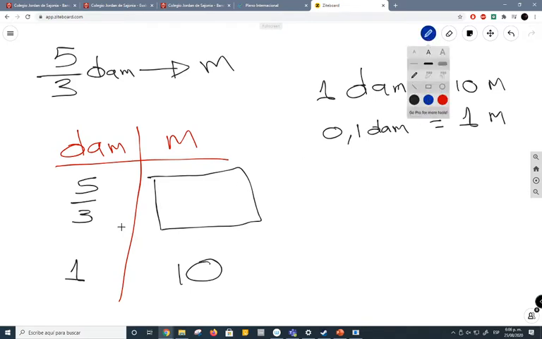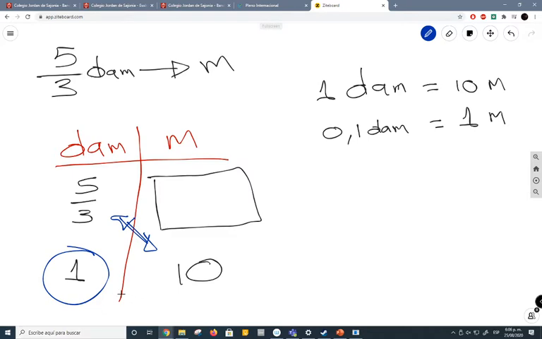So, after having this chart organized, we simply do the rule of 3. We multiply in diagonal, and after that the result is going to be divided by the other number, which in this case is 1. So let's do that. Let's multiply 5/3 times 10.